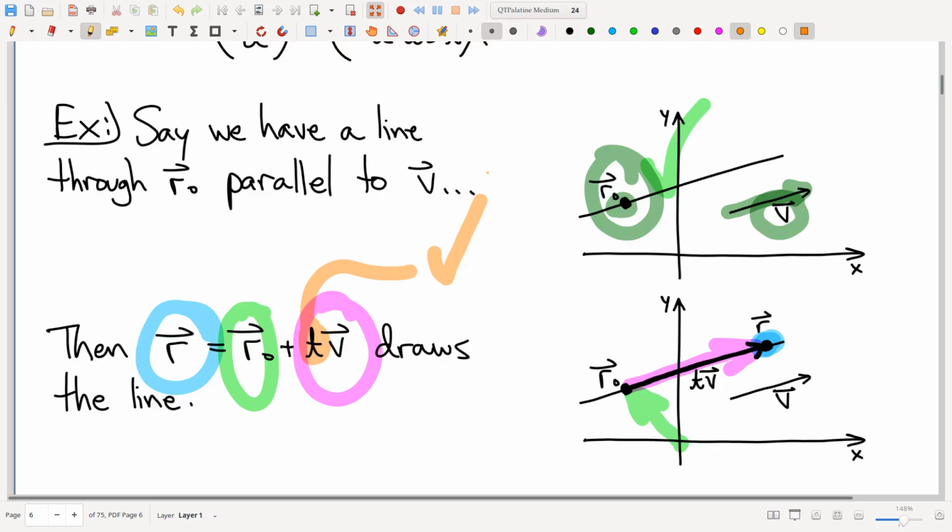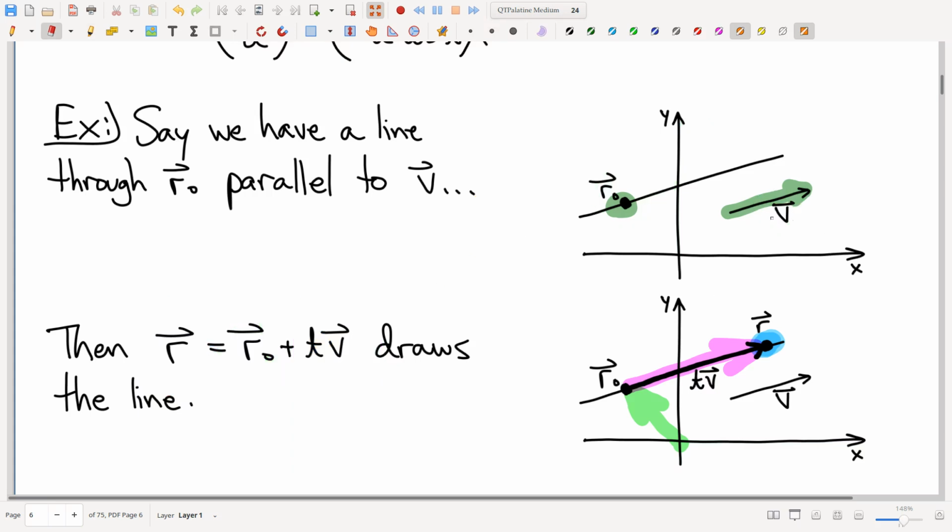It's a nice little trick. Everybody see how that works? Cool. Again, vector addition. It's the thing that makes it work nicely.